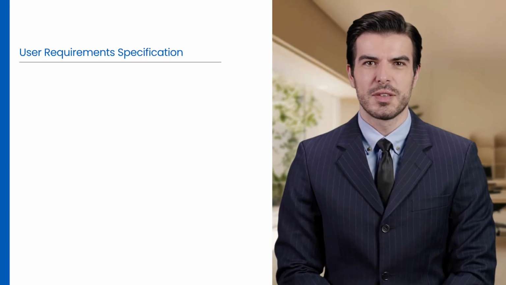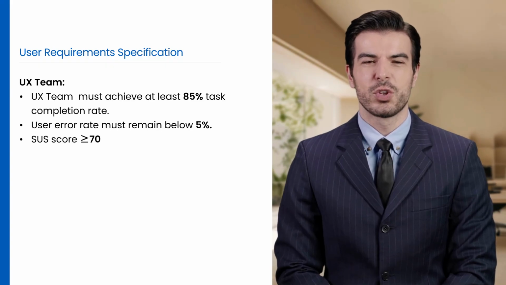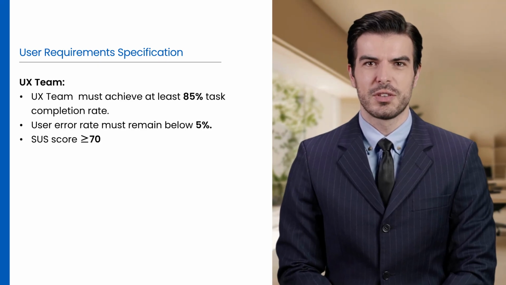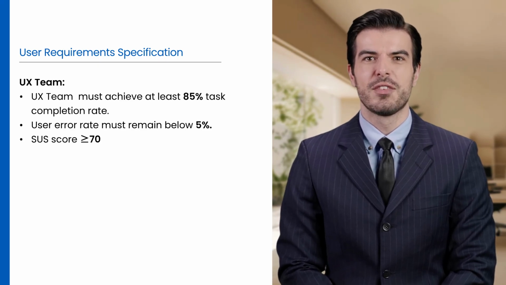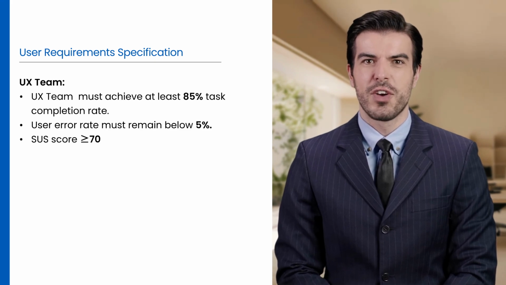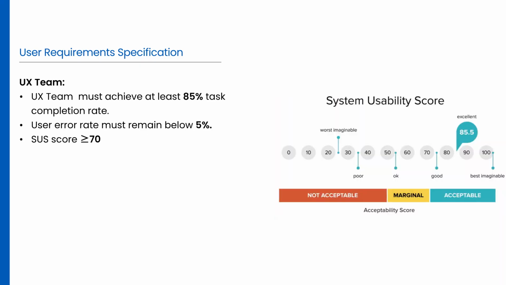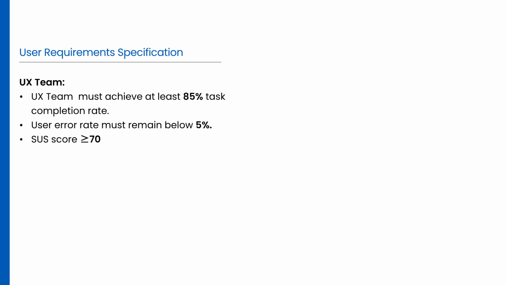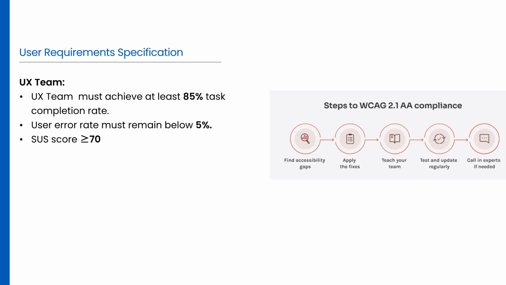In the user requirements specification phase, both UX and software teams must convert research into measurable and actionable standards. The UX team must translate research findings into clear usability metrics. The system must achieve at least 85% task completion rate, and user error rate must remain below 5%. User satisfaction must be measured using the System Usability Scale and must achieve a score of at least 70. Accessibility is mandatory, and the system must comply with WCAG 2.1 AA standards.